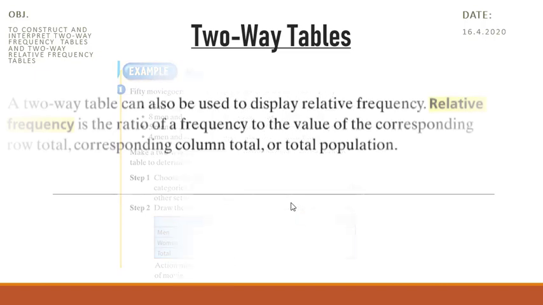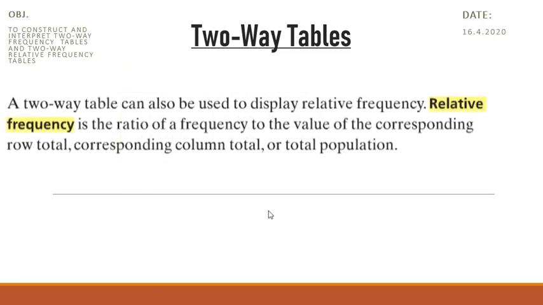A two-way table can also be used to display relative frequency. What's the meaning of relative frequency? In this case, it will be a relative frequency table. Relative frequency is the ratio of frequency to the value of the corresponding row total, or corresponding column total, or total population. Again, relative frequency is a ratio between two terms.